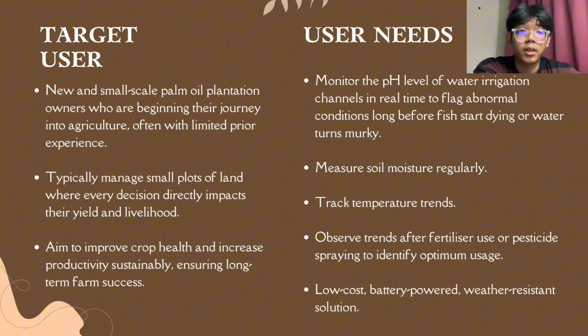Talking about our target users, we need to know what their needs are. First, they need a way to track pH levels in real time, so they don't find out too late when the water has already gone bad. Second, they need a way to monitor soil moisture to avoid water waste. And then they need to keep an eye on the temperature trends, especially after spraying fertilizers and pesticides. Finally, they need a system that is simple, affordable, and able to survive outdoor conditions.